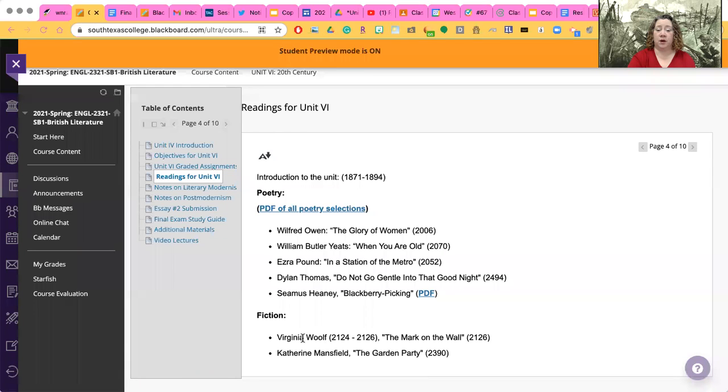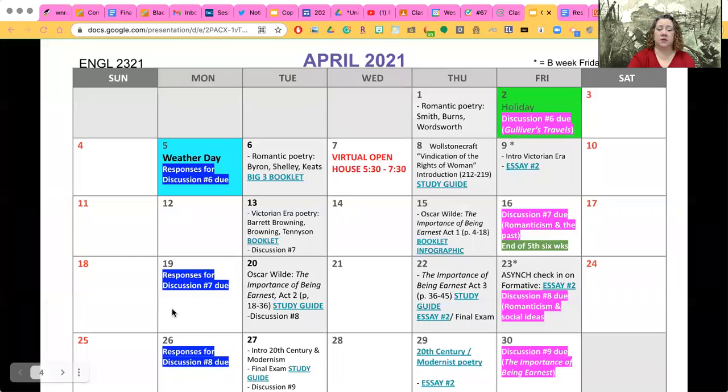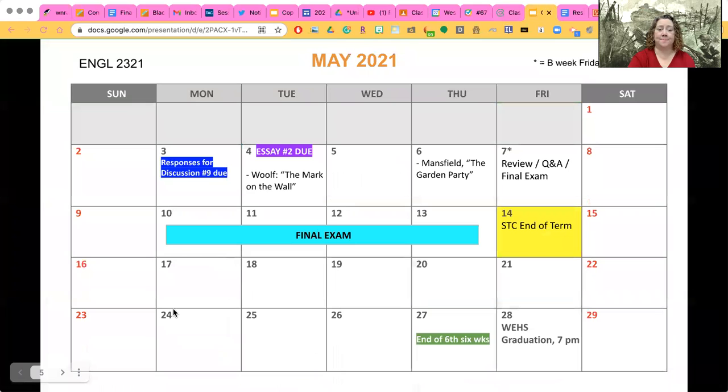And then for Tuesday, I think I might have those backwards. What do I have on the calendar? Yeah, so Virginia Woolf will be Tuesday, The Mark on the Wall. I think that's maybe 6 pages in the textbook. And then The Garden Party, that one's a little bit longer.